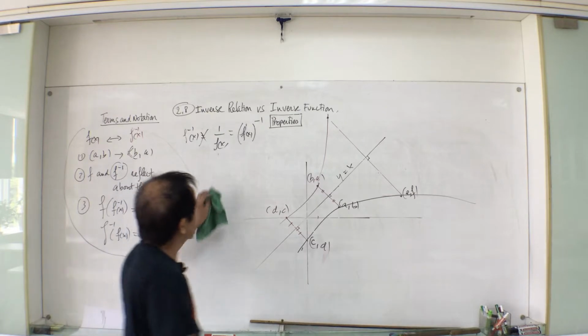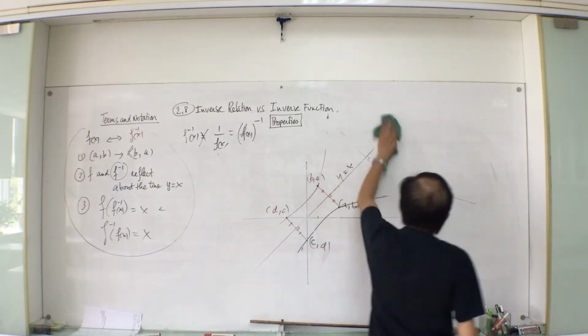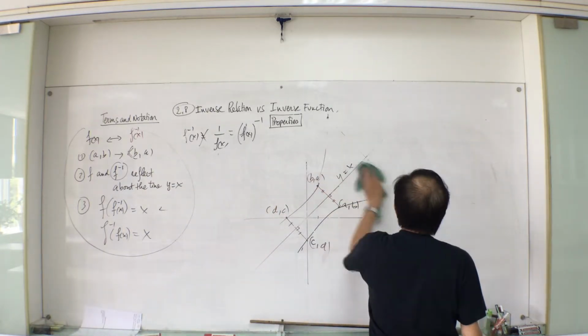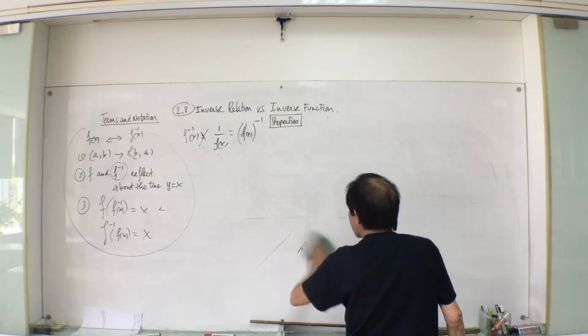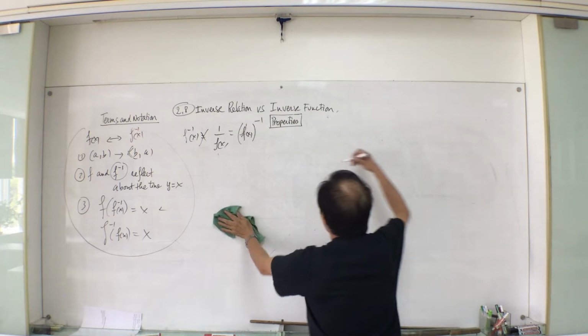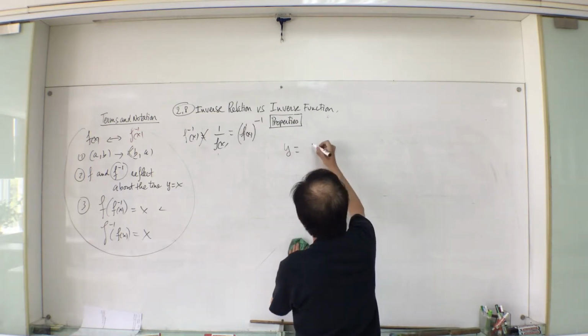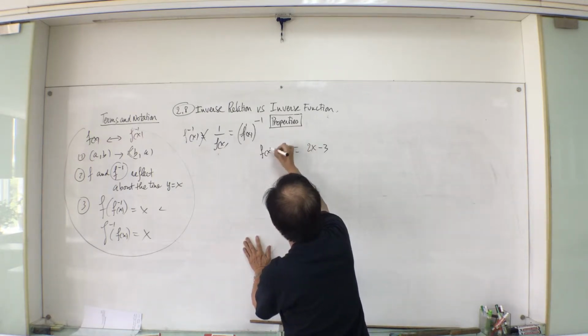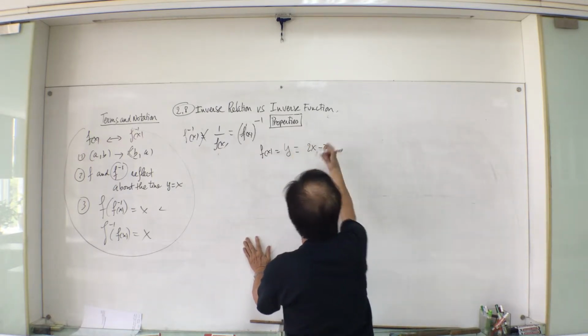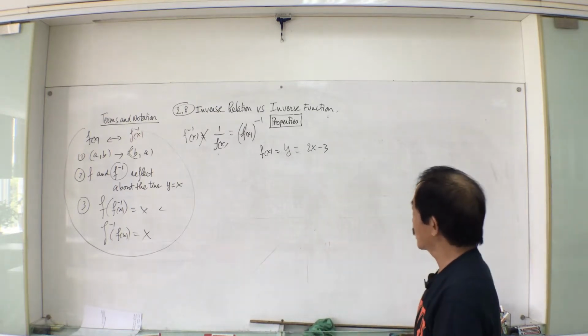Now the next one, I give you a specific function, and we're going to find the inverse of that function, okay? So first of all, let's say y equals 2x minus 3, okay? So this one is f of x. So now how to find the inverse of this one?